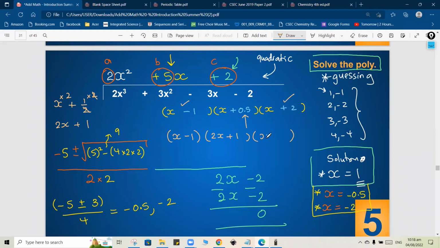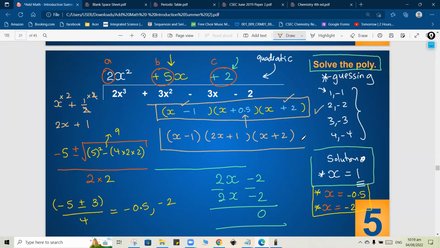Same exact thing. But I'll let you know, if you put it like this in the exam, you will still get it correct. If you decide to make it look nicer without the fraction, you will still get it correct. But the difference is, don't mix up the factorization answer, which is the one with the brackets, and the solutions, which is just the numbers.